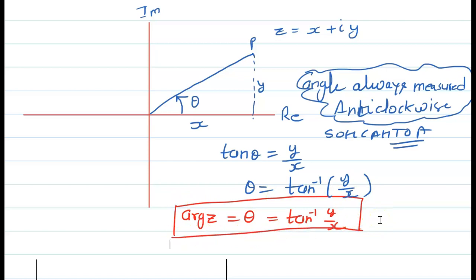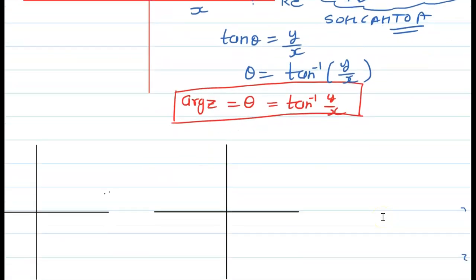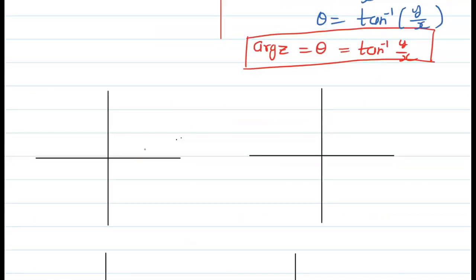Let's see an example. Suppose this is our first case. Here the angle is alpha. If you want, you can take theta, it's up to you. This is the first quadrant, and this is z, a complex number, which is equal to x plus iy. If you are measuring anti-clockwise, then you can say argument z is equal to alpha.